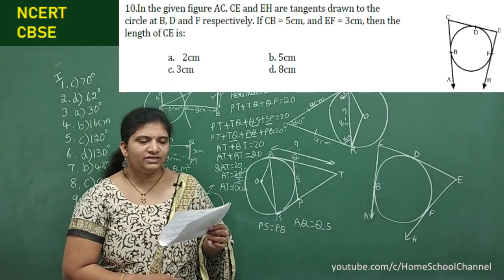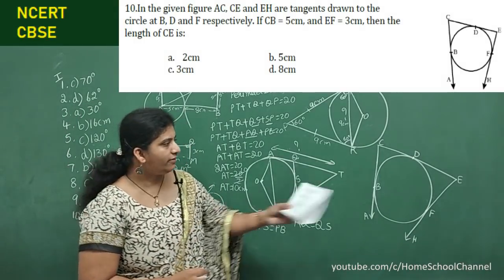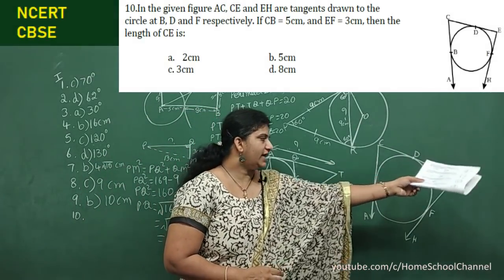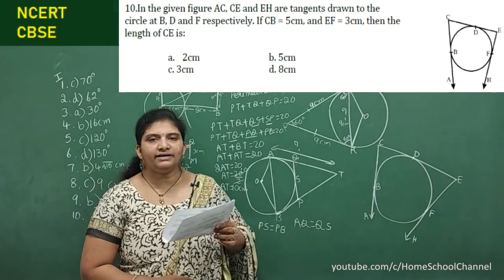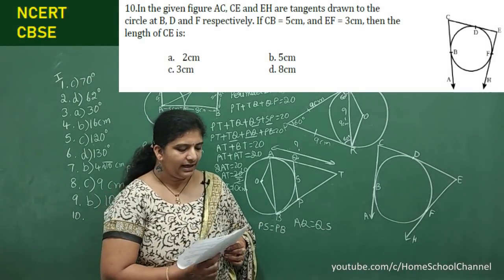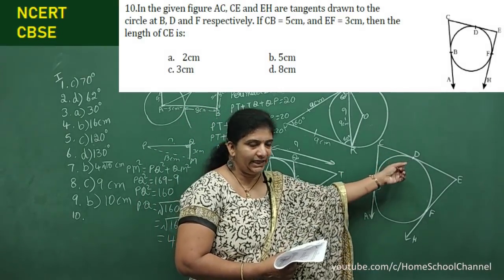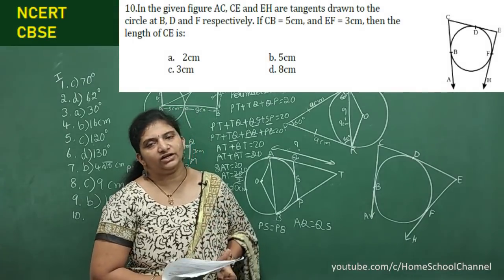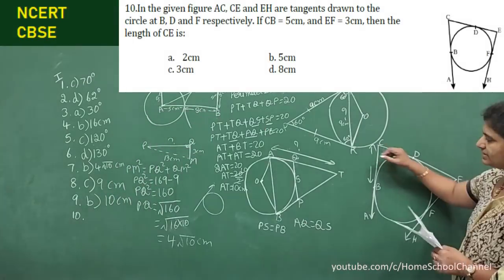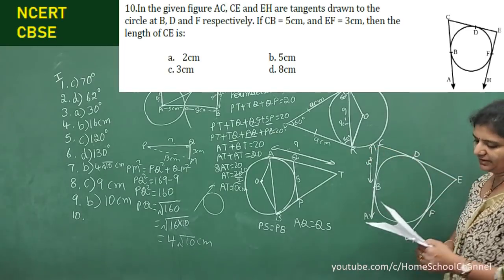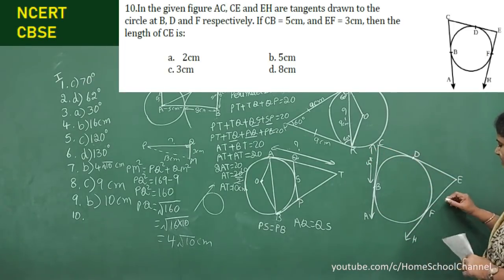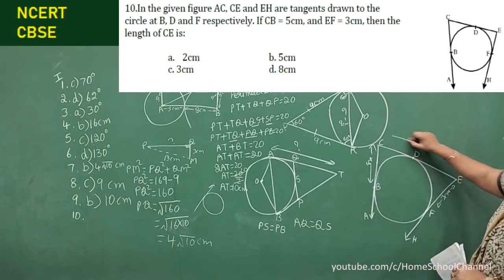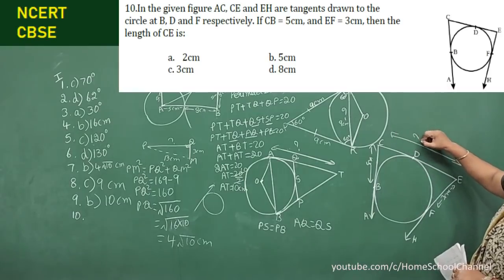10th one. In the given figure, you can see the figure over there. AC, CE, EH are tangents drawn to the circle at B, D and F respectively. If CB is equal to 5 centimeters and EF is equal to 3 centimeters, then the length of CE, what is this length, is your question.